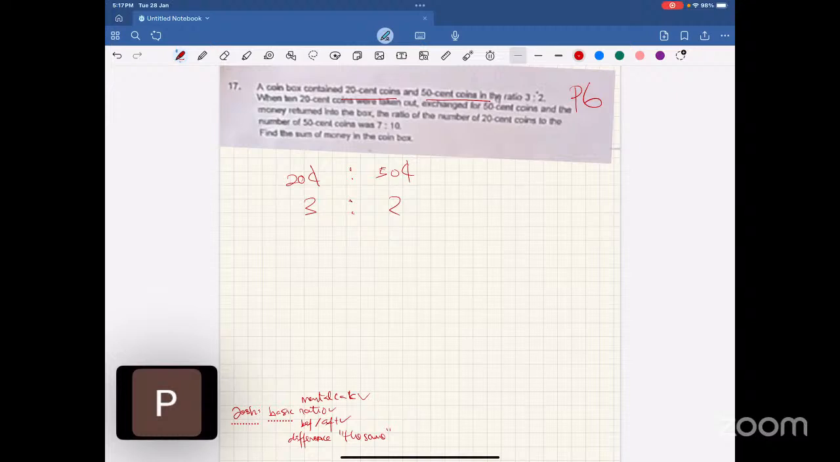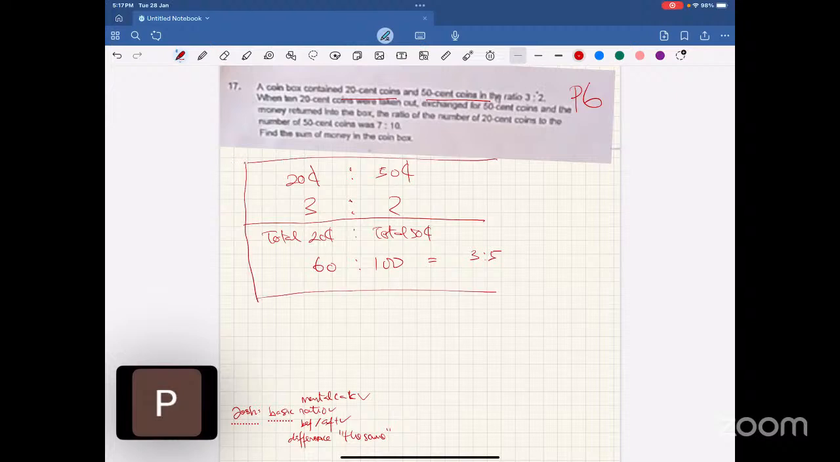But it seems to me that the total is more important for you. So total 20 cent ratio total 50 cent will be something different. It will be 60 ratio 100. Or if I was to simplify, it will become 3 ratio 5. Now, take it slow. Do you know what I mean, Joshua? Yeah. The total ratio is different from the 20 cent itself.